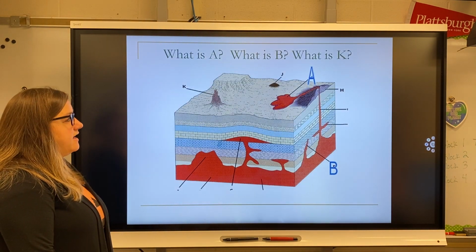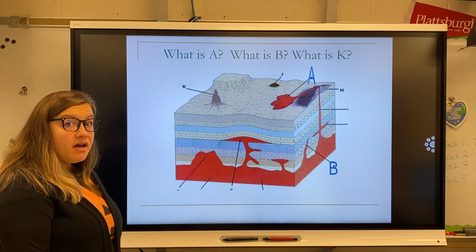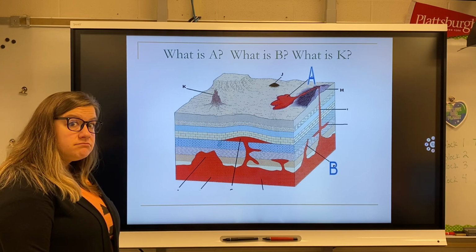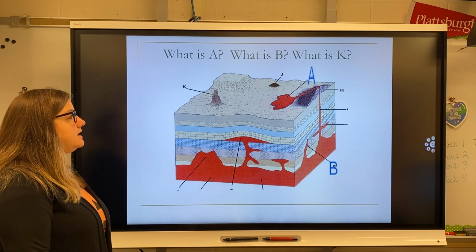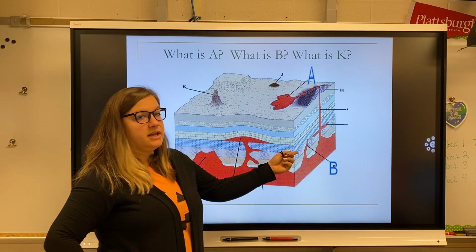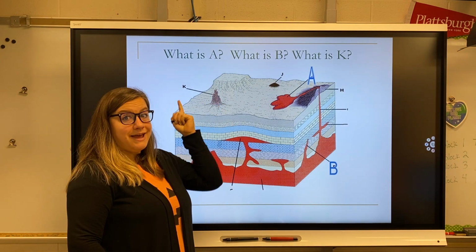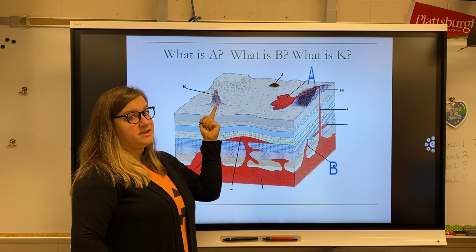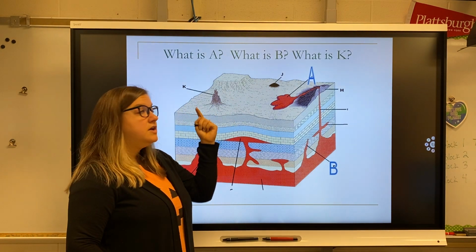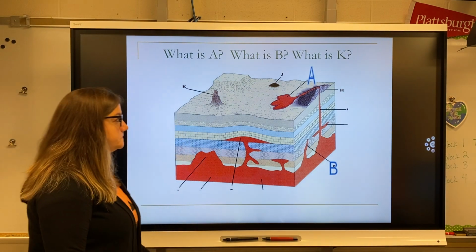So what is A? A is lava. B is magma. Specifically, B is an igneous intrusion of magma. And then K, what K looks like is it was one of these. It was an igneous intrusion, and everything around it eroded away. But because K was made up of a different rock, it didn't break as easily as all this other rock around here. So K is actually an igneous intrusion from a long time ago.